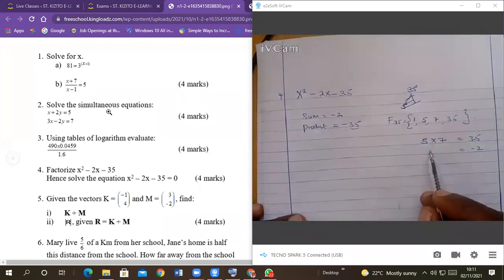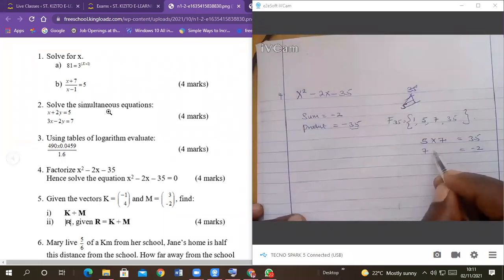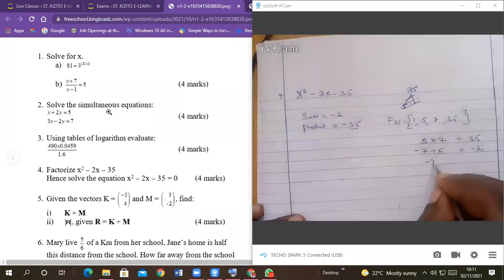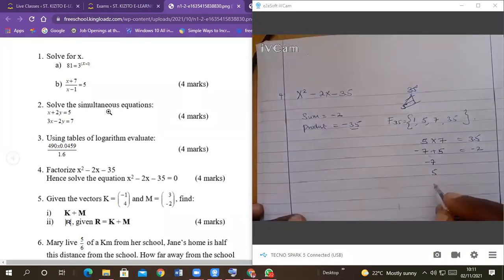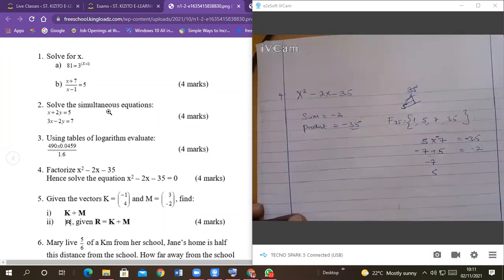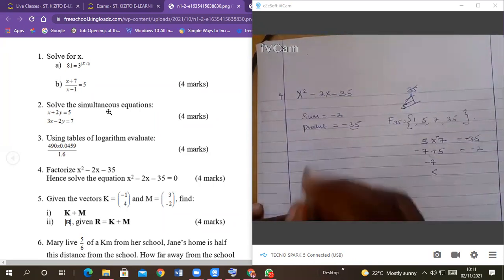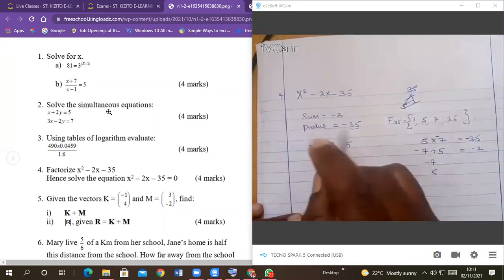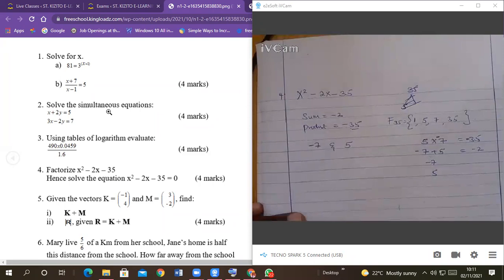So it means that if 7 is negative, then plus 5, then I'll get -2. So my 7 should be negative and my 5 should be positive. So here I'll put a -7 and I'll have -35. So there are two digits now, -7 and positive what? Positive 5.